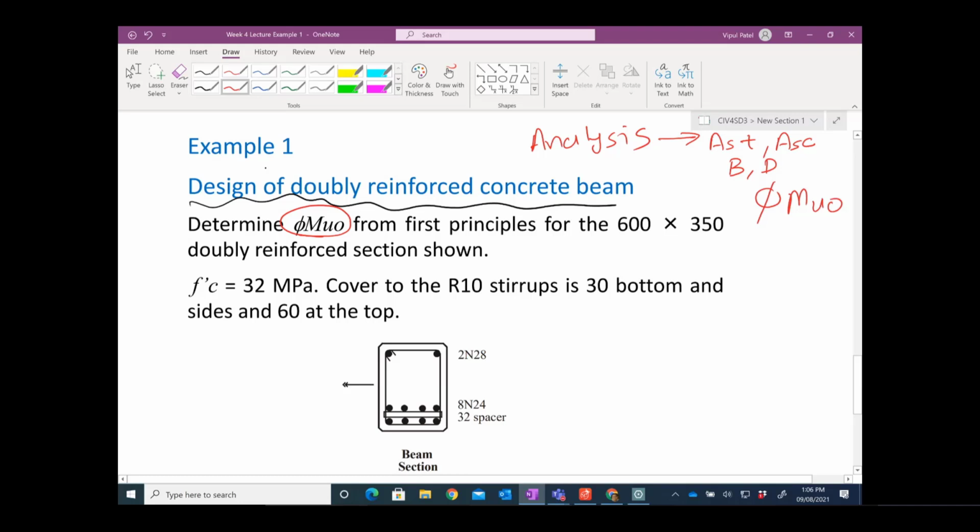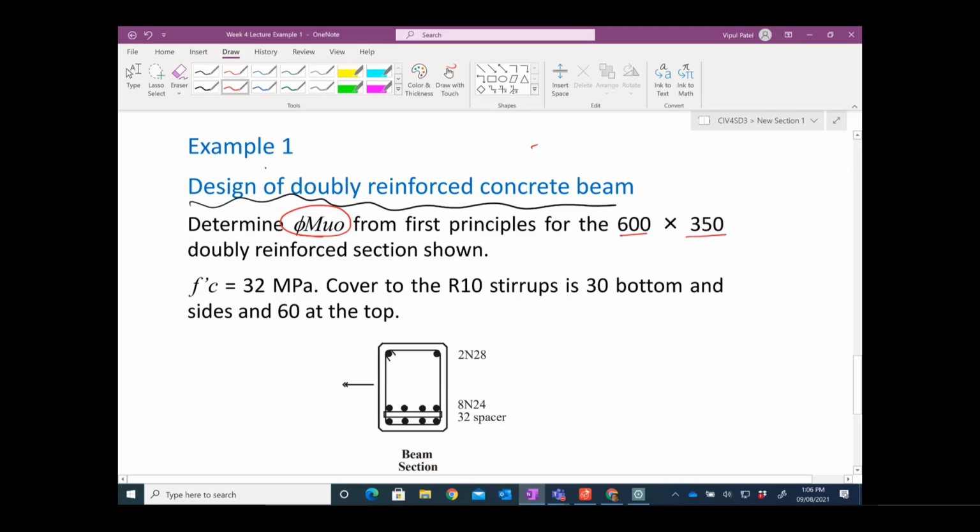Another one is the design, where they will give you the design capacity like M star, and then you figure out the AST or ASC. So there are 2 kinds. Either they give you the B and D and all the details and you find the capacity, or they give you the design moment and you figure out the reinforcement. So this first one is analysis, where you need to find this MUO.